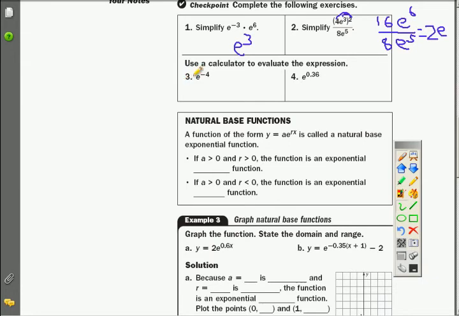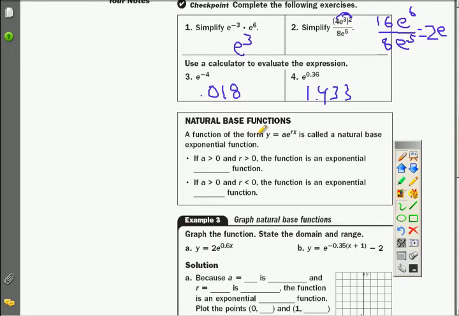I'm going to put these into my calculator, and I don't need to bore you with that. If you put that in your calculator, you get 0.18. Hopefully that's what you got. And if you put this one in your calculator, 1.433. Hopefully that's what you got.